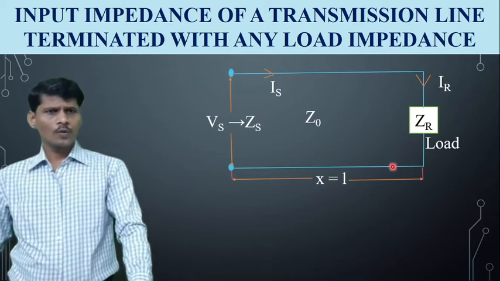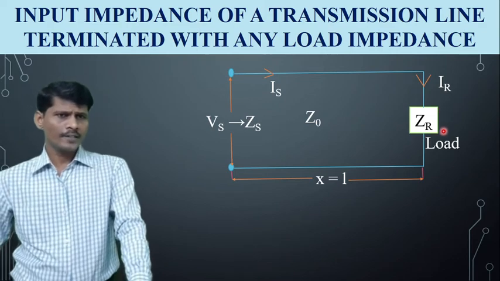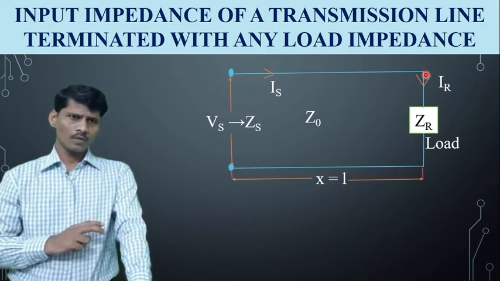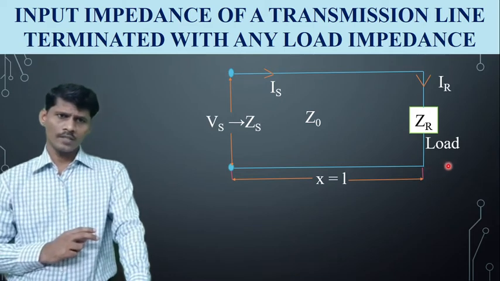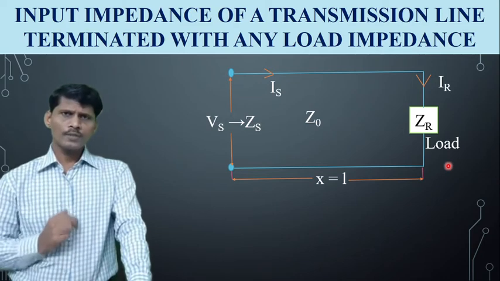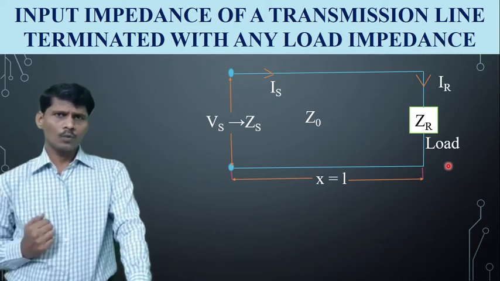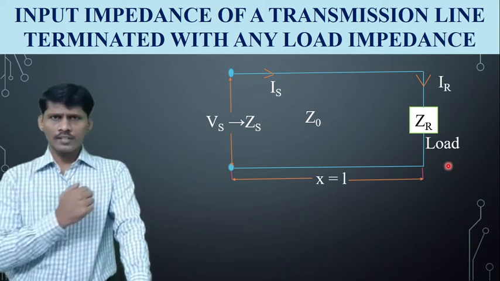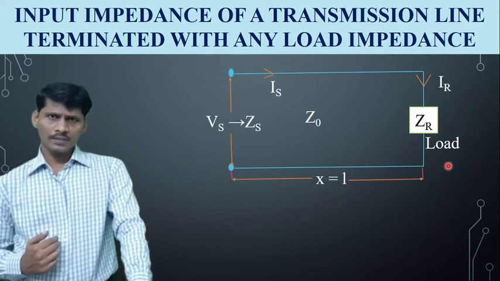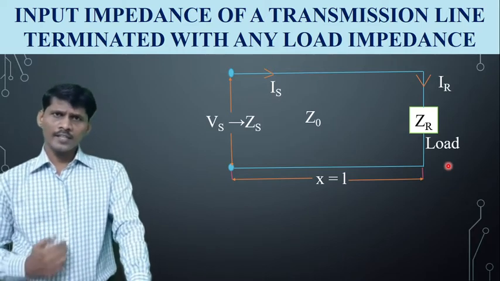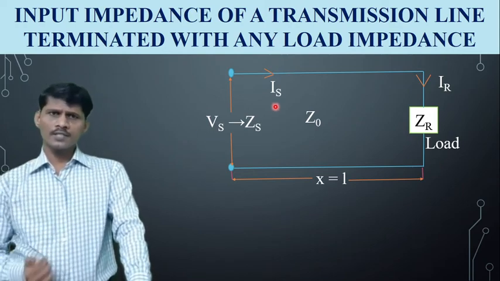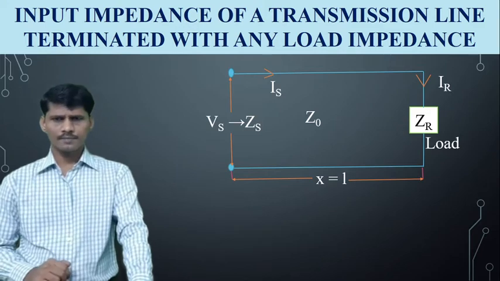The voltage across the load terminal is VR equals IR into ZR. Here VR is the receiving end voltage, IR is the receiving end current, and ZR is the load impedance or receiving end impedance. Vs is the sending end voltage, and Is is the sending end current.